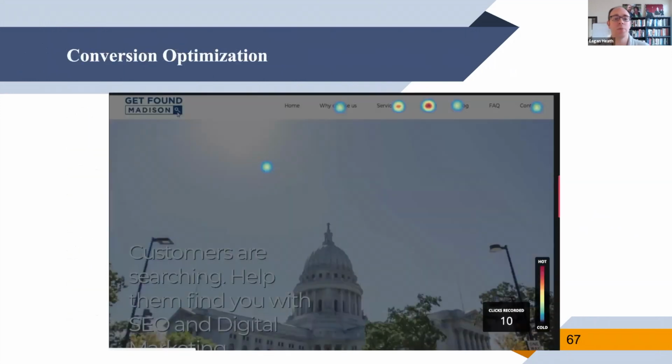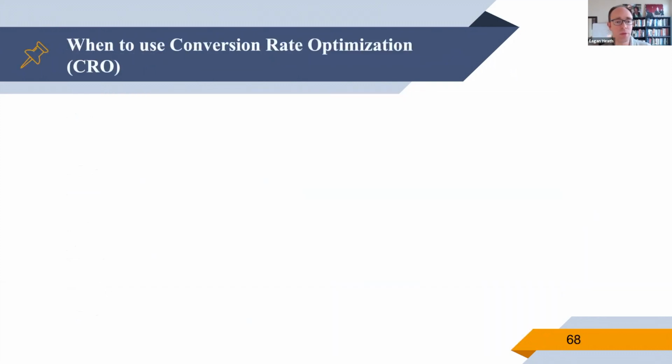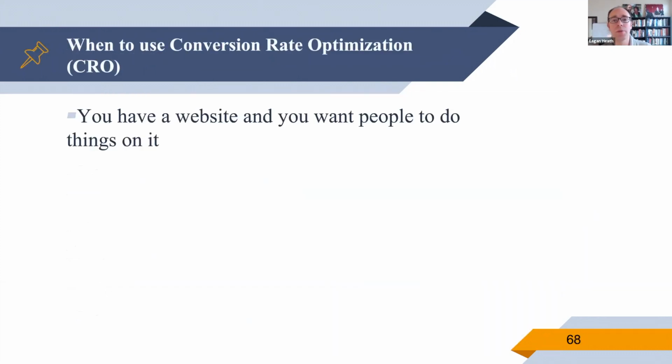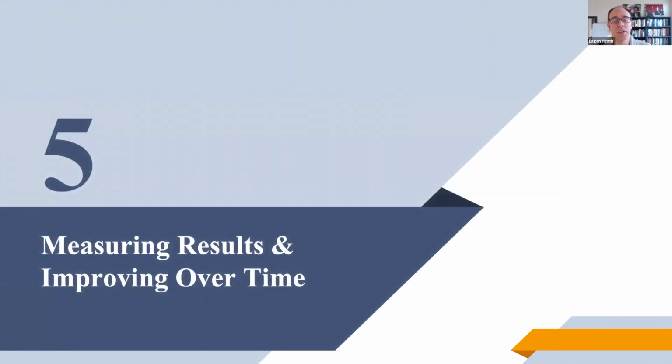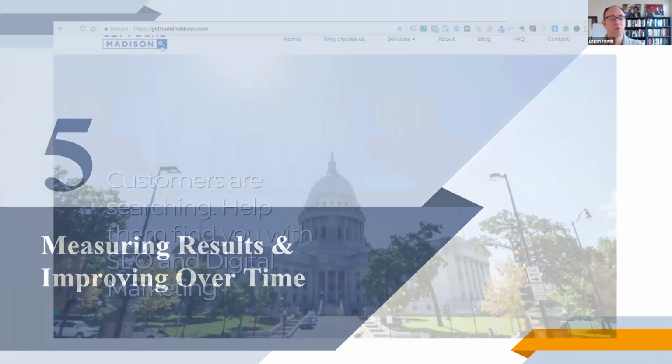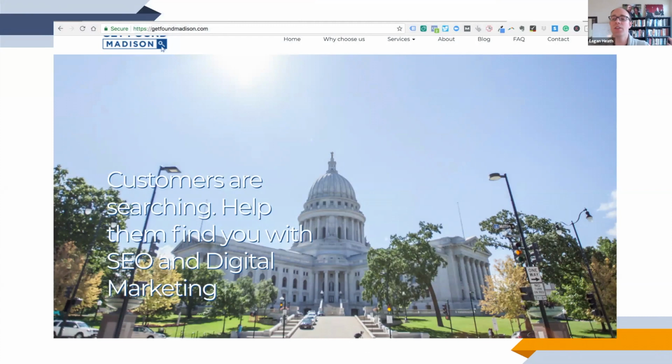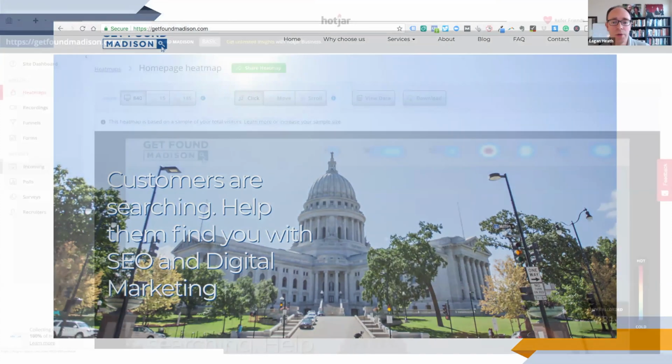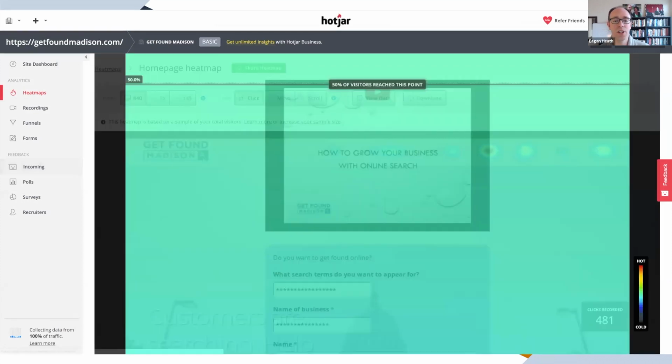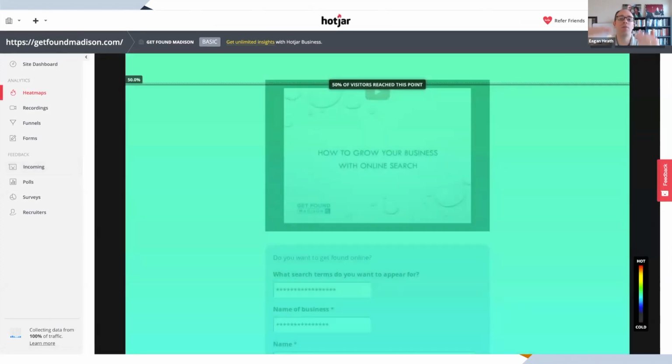Conversion optimization, I'm going to skip this. This is making your website more effective so you get more leads out of the people that come to it. If you have a website and you want people to do things on it, you should make your website better all the time. So we measure results and improve over time. A lot of this is bringing people from whatever they're doing on the web or on a device to our website. And we can watch heat maps to see where they're clicking. We can see scroll depth, how far down they're making it, and we can even watch actual recordings of people using our site. Crazy, but true. Don't worry, it stars out anything they actually enter in.